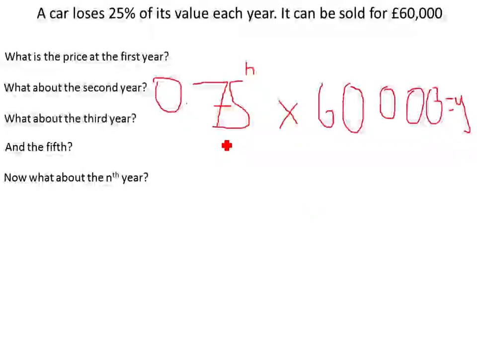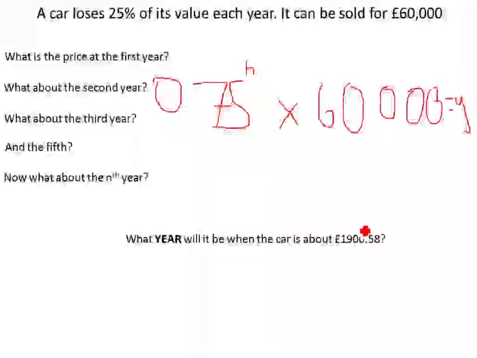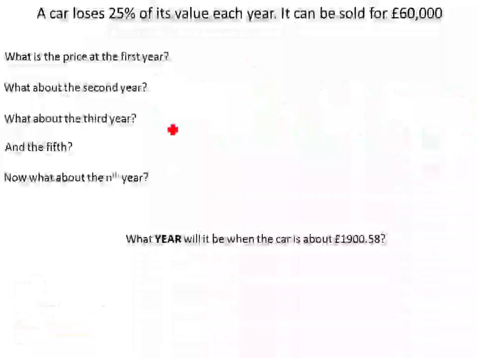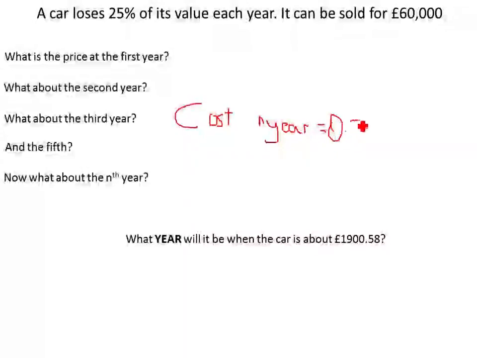Now, that's good and all. But what if we have the year, but we need to, it's kind of different. So it's the cost at year N equals 0.75 to the power of your year times 60,000.